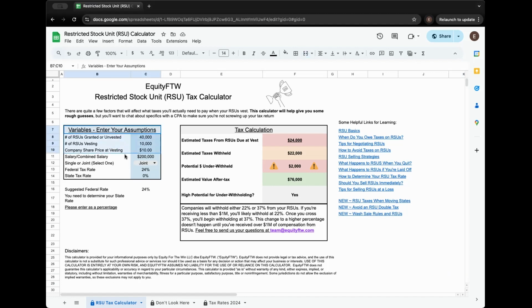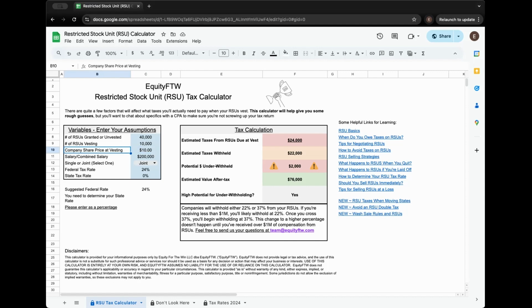So you start off by entering assumptions on the left. These are the only areas you're able to do anything with on the RSU tax calculator. It shouldn't let you type in, or shouldn't let you really do anything on any other cell. But yeah, these are pretty self-explanatory. Number of RSUs granted, number of RSUs unvested, number of RSUs vesting. You can enter a variable here. Really all that matters is this cell. This unvested cell doesn't really do anything.